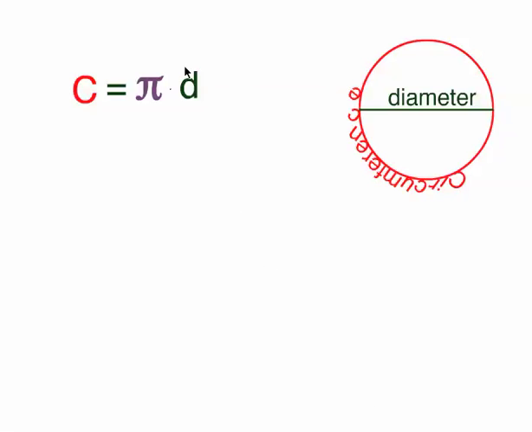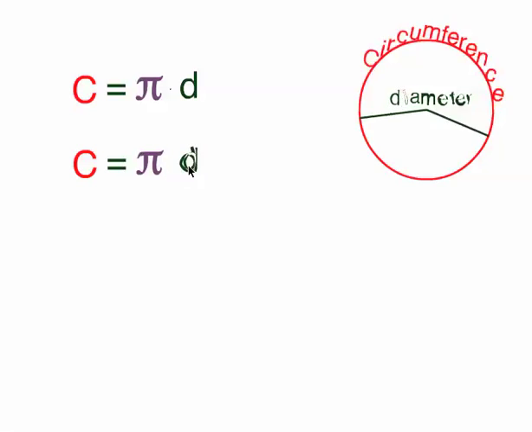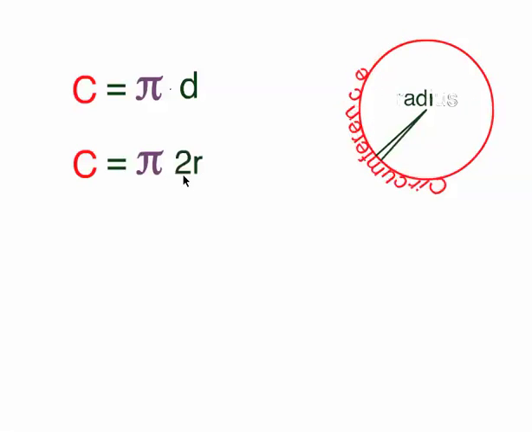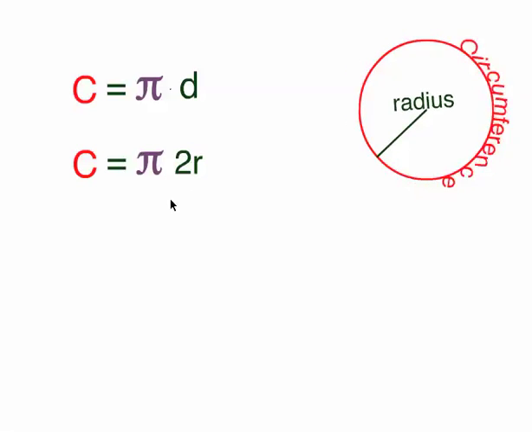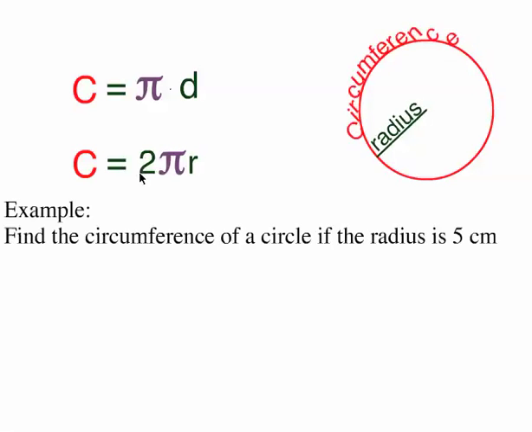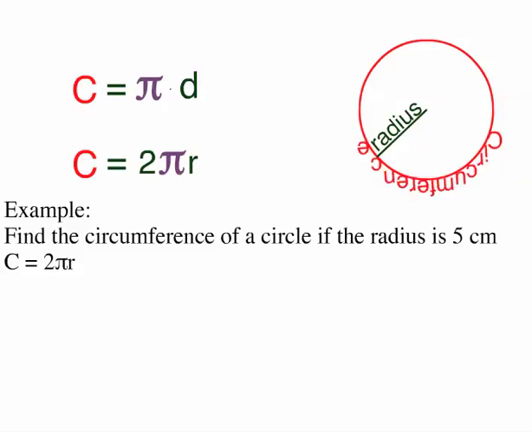Okay, we also know that the diameter is 2 times the radius. So if you know the radius, multiply pi times 2 times the radius, and there you have it. Okay, so I'm just going to make another formula, because we know that diameter is 2 times the radius, and I'm just going to order this correctly. Okay, we like to put our algebra in alphabetical order.